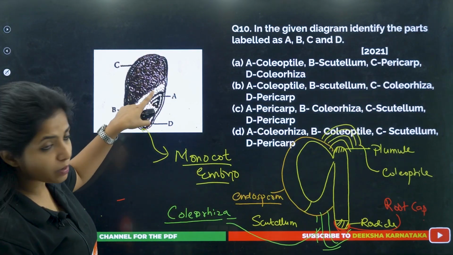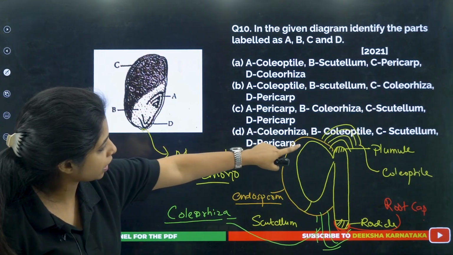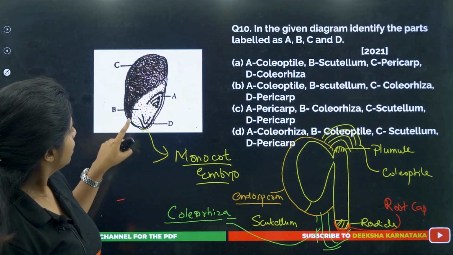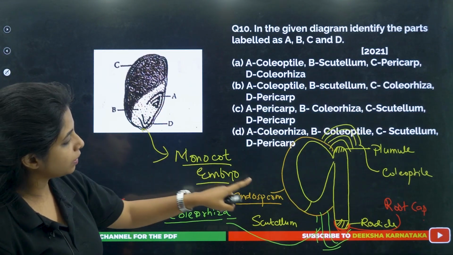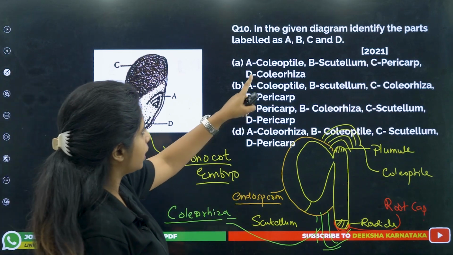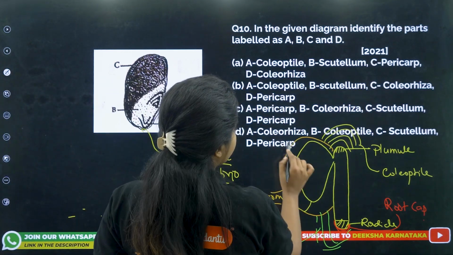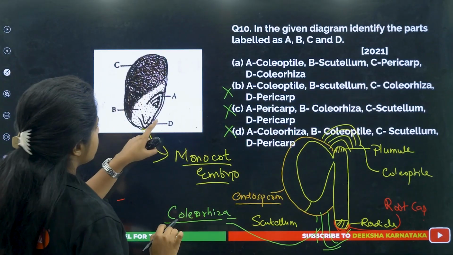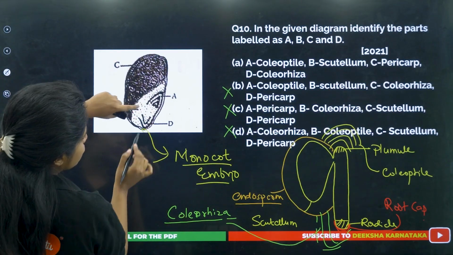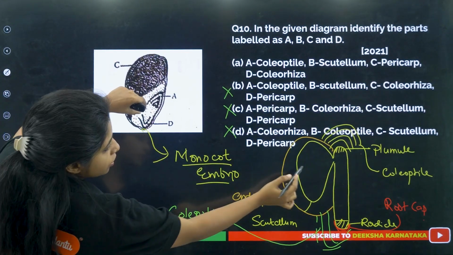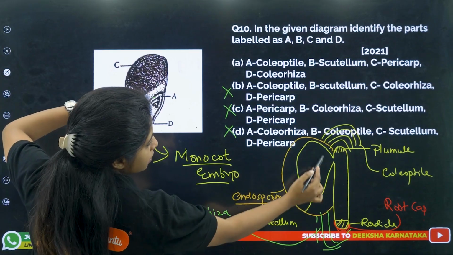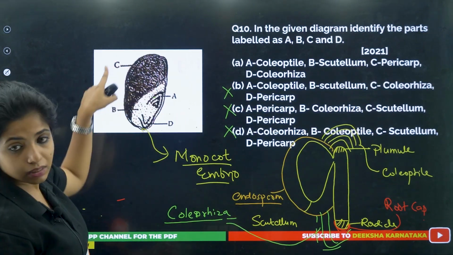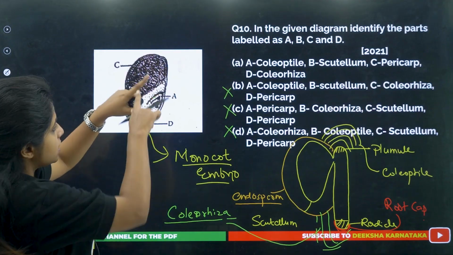Now over here, A is mentioned, which has things like this, just like how I made. A will be coleoptile. D will be coleorhiza. Now B is a region that comes between these things, that is the scutellum. So B becomes your scutellum. C, the thing that you see over here, is the outermost layer.